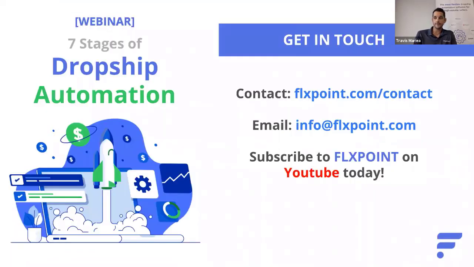But that is it. That is the 7 stages of dropship automation. Hope you guys found that helpful. Hope you could find yourself in which stage you are currently.